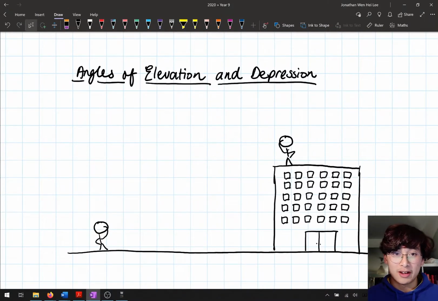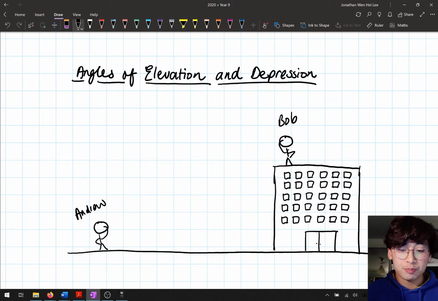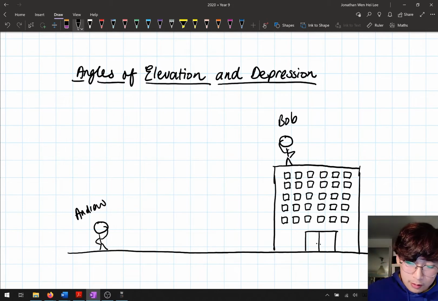Now, I have a diagram over here, and what we're imagining is we have two friends, A and B. We can call them any random name. We could call this one Andrew, and this one can be called Bob. Andrew is down at the bottom on the road, and he's looking up at the building, and on the top of the building, there is Bob. Bob is looking down at Andrew from the top of the building. Now, when they look at each other, we can see they make eye contact.